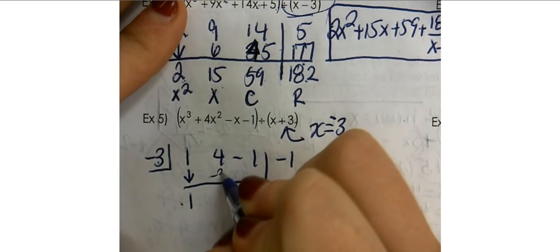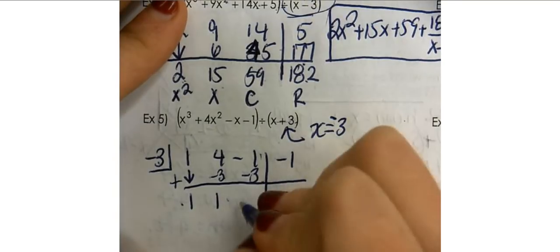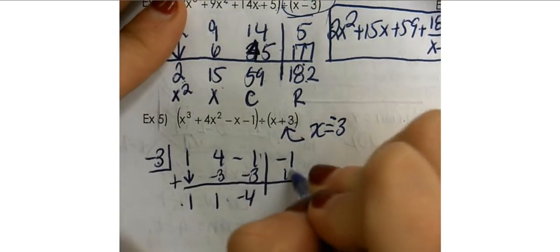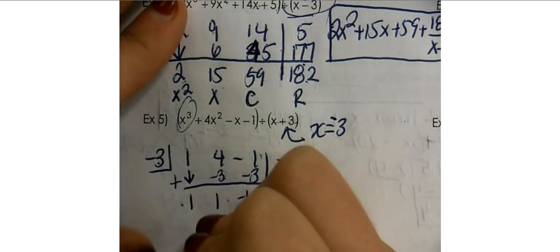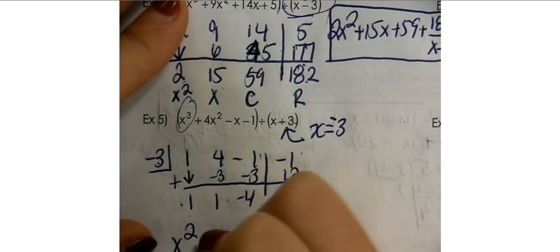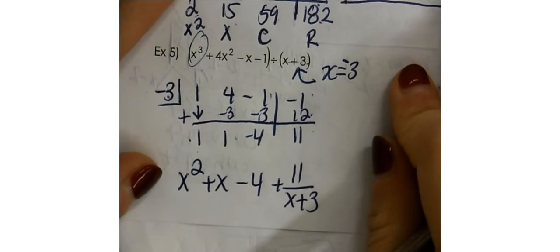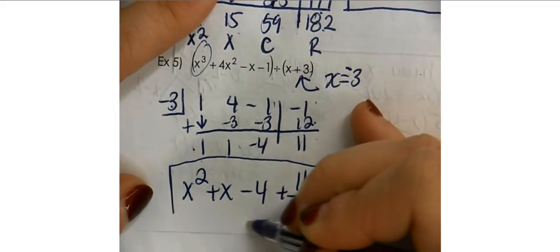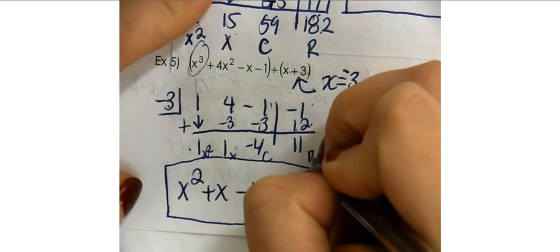So I'm going to bring down the 1. -3 times 1 is -3, and I'm going to add going straight down. 4 minus 3 is 1. -3 times 1 is -3. -1 minus 3 is -4. -3 times -4 is 12, and -1 plus 12 is 11. My degree started off being x cubed, so my answer is going to be x squared plus x minus 4 plus 11 over x plus 3. And that is your answer. So this is my x squared term, my x term, my constant, and my remainder.